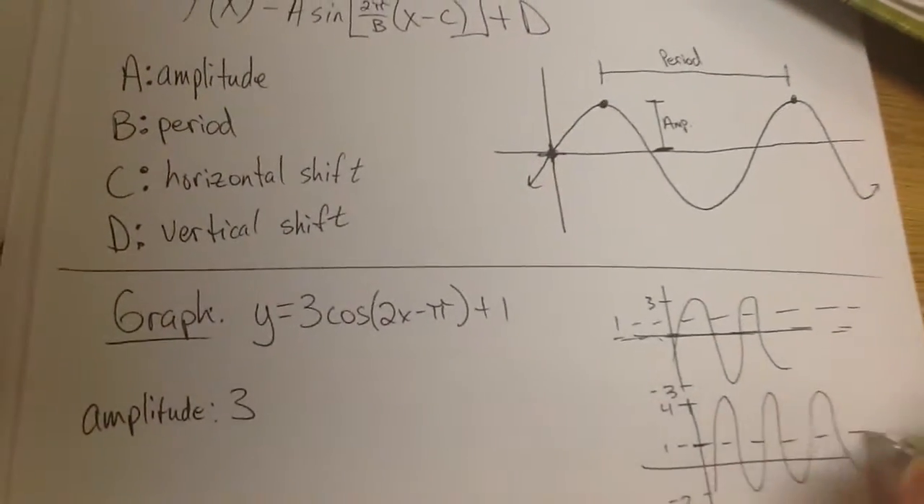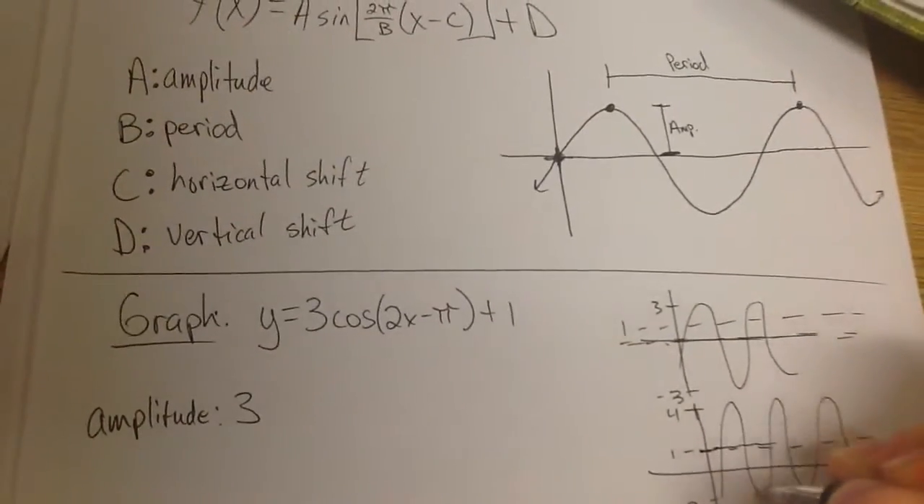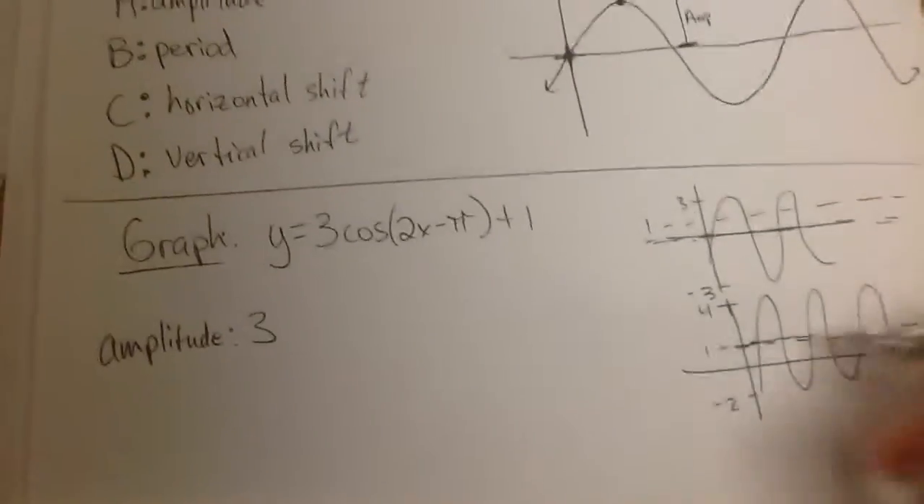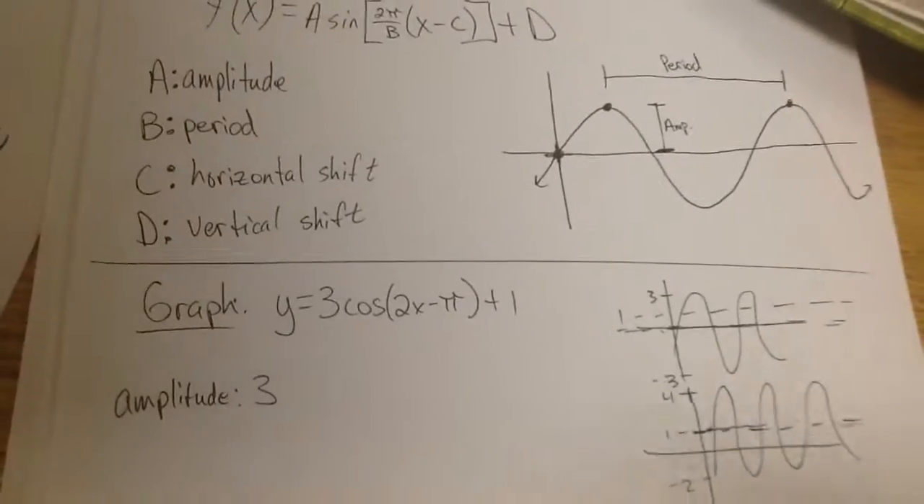Makes sense? The center line's there. The amplitude is the distance from the center line up to the top and bottom of the hill. I think earlier I said x-axis, but it doesn't have to be the x-axis. There's always a center line there. They're always symmetric. Okay, so we got our amplitude. Let's figure out our period.